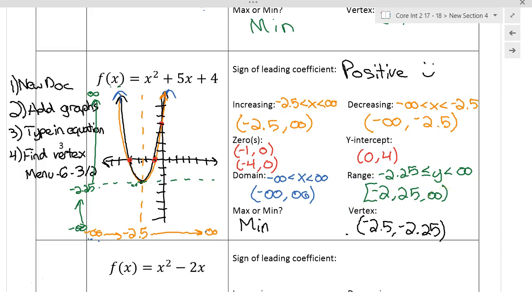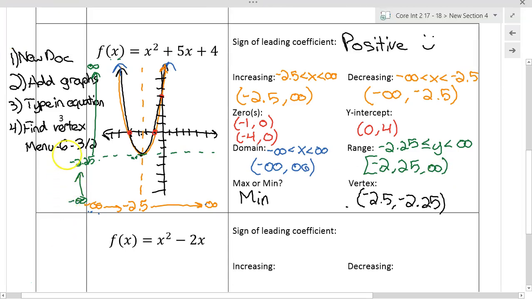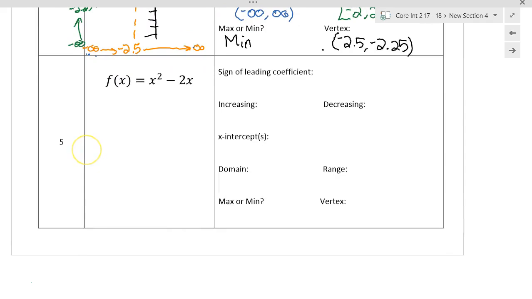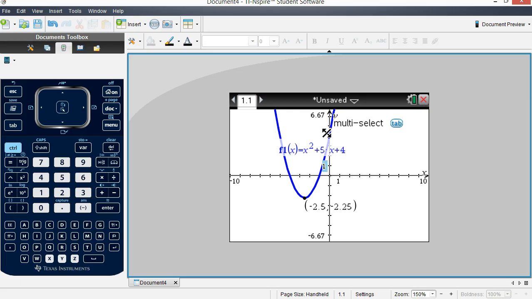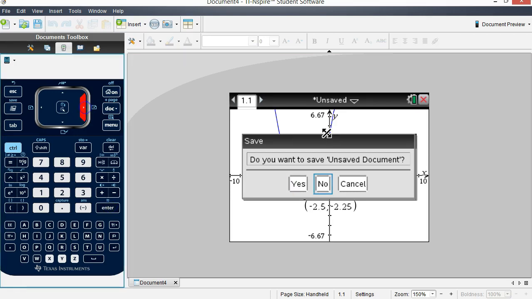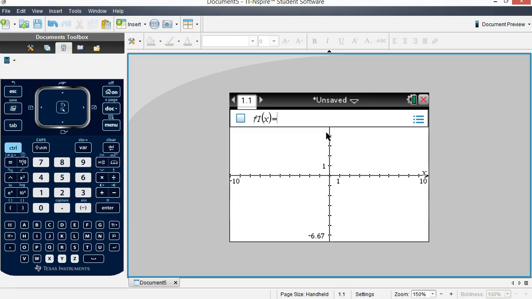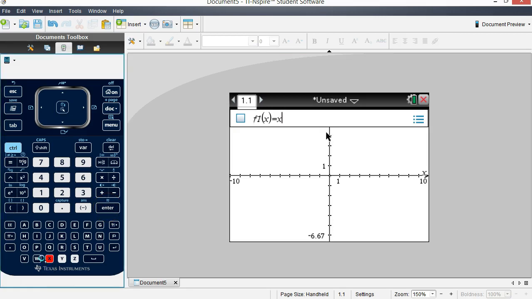Right, I know this is a long video, but we have one last example. We're doing just the same thing. Okay? So in my calculator, I'm going to go back. I'm going to open a new document. No, I don't want to save. I want to add a graph. This new graph was x squared minus 2x.